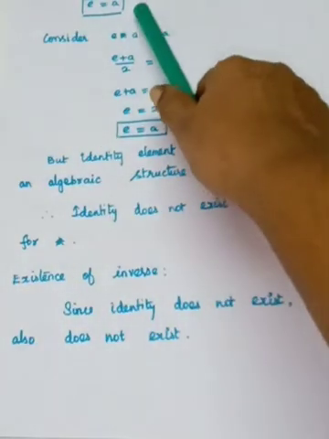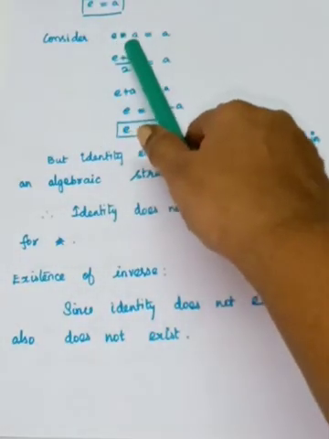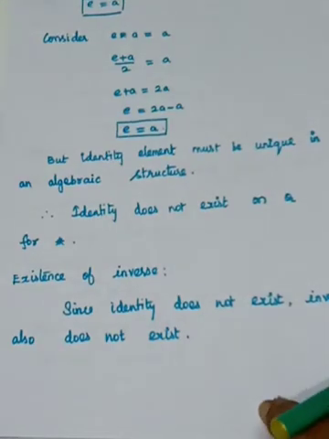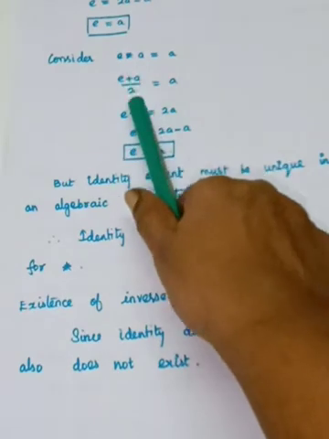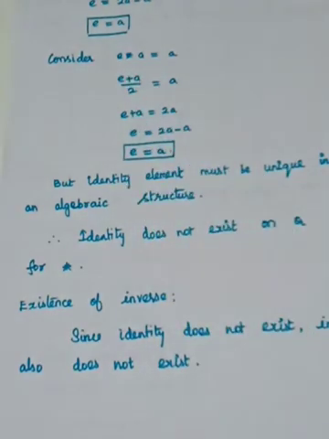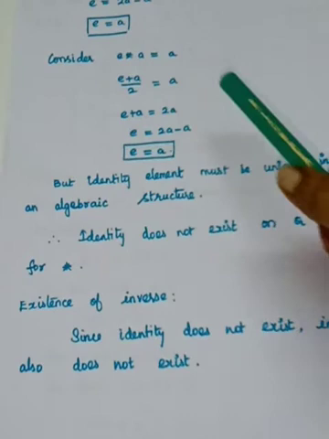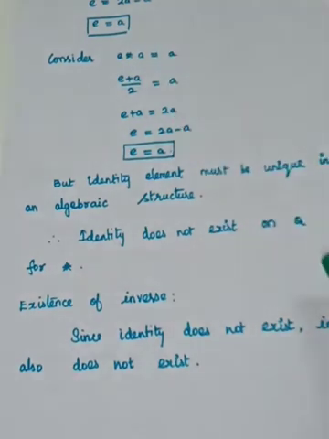It is a. Okay, if you interchange, e asterisk a is equal to, what is it? a. And if you apply the definition of the asterisk, it is (e + a)/2 is equal to a. If you cross multiply, e + a is equal to 2a and e is equal to 2a minus a. That is, e is equal to a. Here also you are getting e is equal to a.